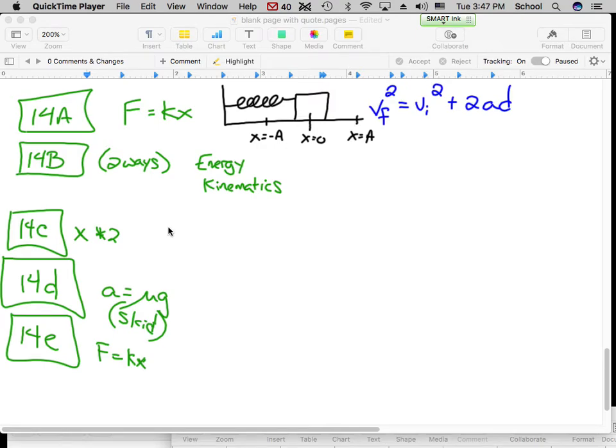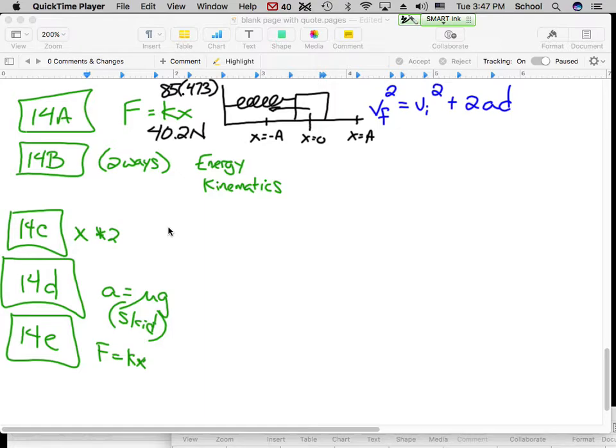So 14a, we just had F equals kx, so if I take this thing and I squish it over to there, then the k was 85 and the x was in meters, 0.473, right? Yes. So you just multiply those together and we got 40.2. So that was the maximum force that the spring would exert.